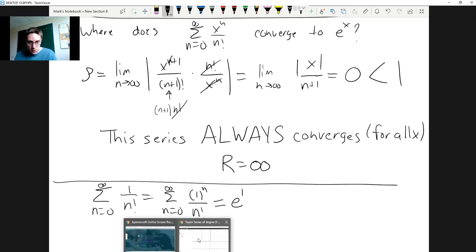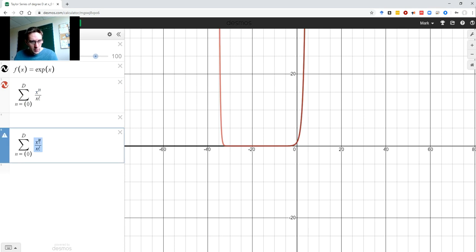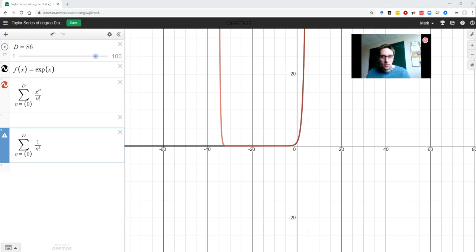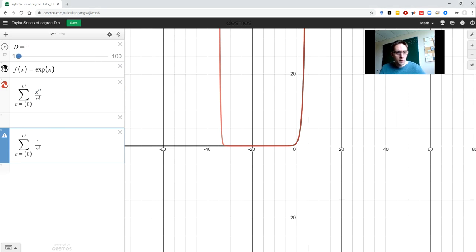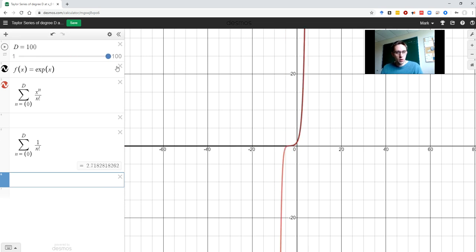Go back to our Desmos calculator, and I'm going to copy this, and I'm just going to put in a 1 on top. All right, and notice if I just use the first two terms I get 2, but as I increase the number of terms, what does it look like the sum is approaching? 2.718, which is approximately e.